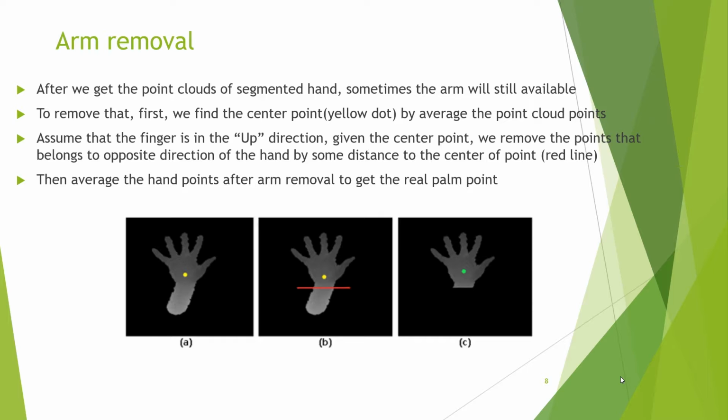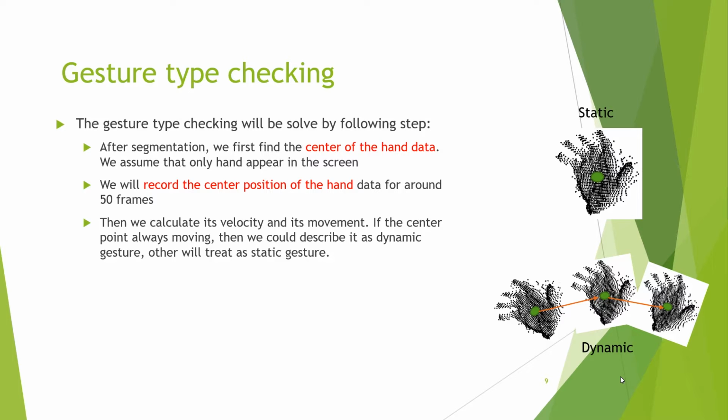As you can see in picture C, we will average the points again after the removal. The points belong to the downside of the red line, and after we average the points we get the real palm points, and after that we can get the gesture type checking method that we will use to distinguish between static and dynamic hand gestures.